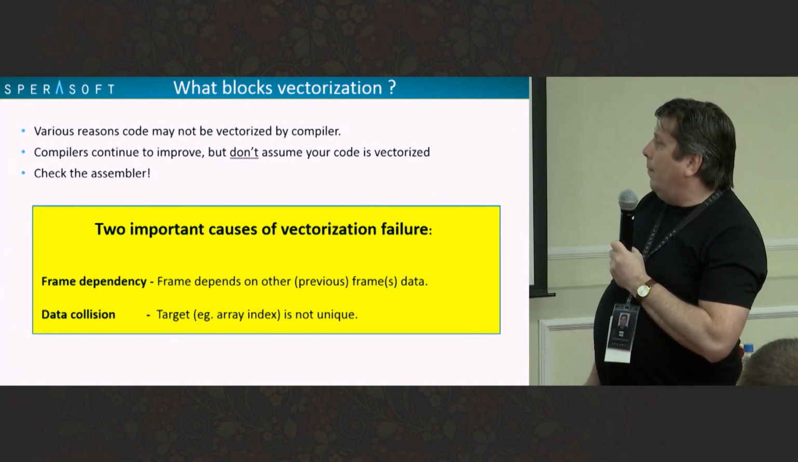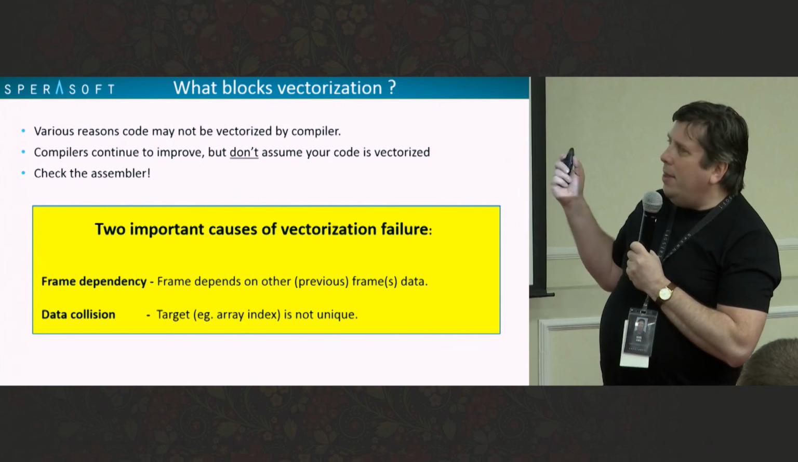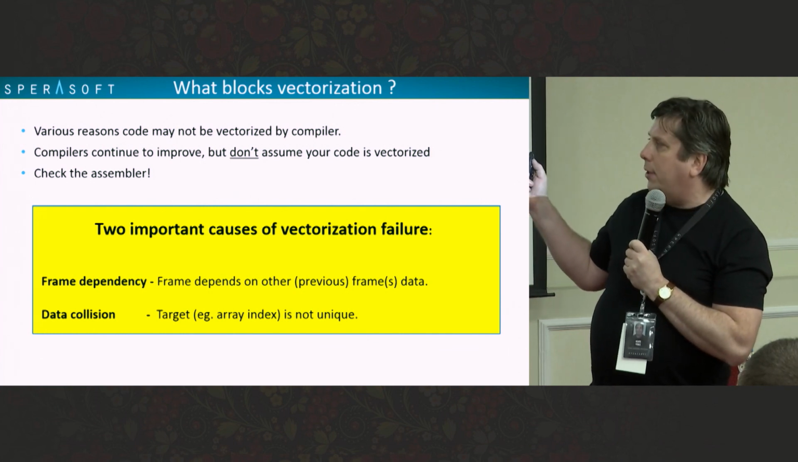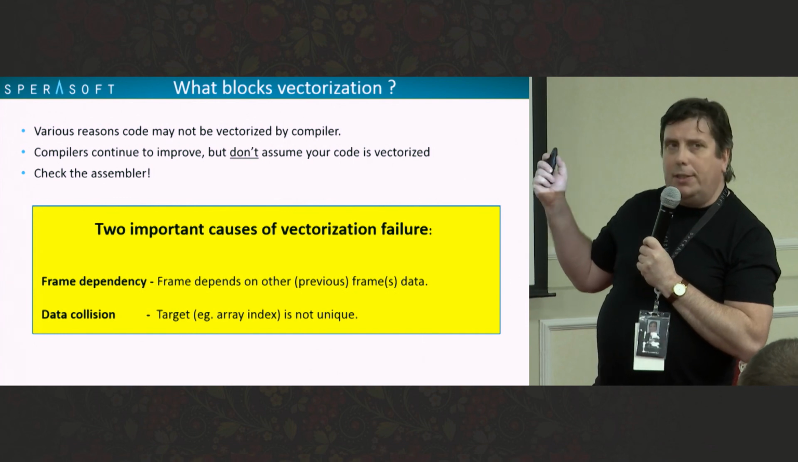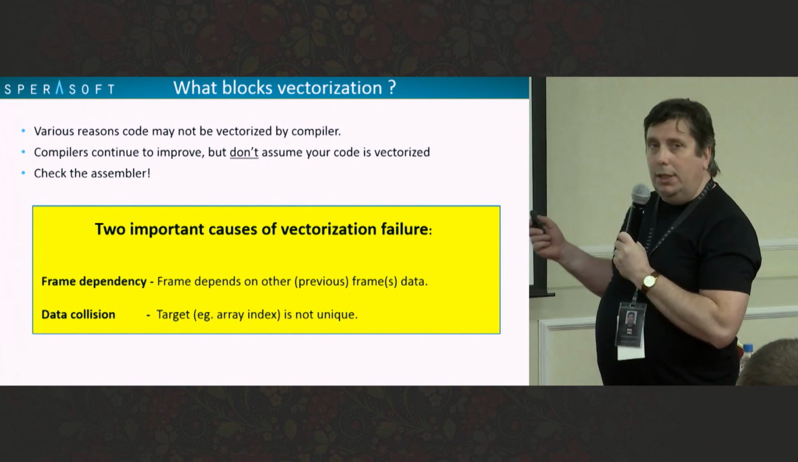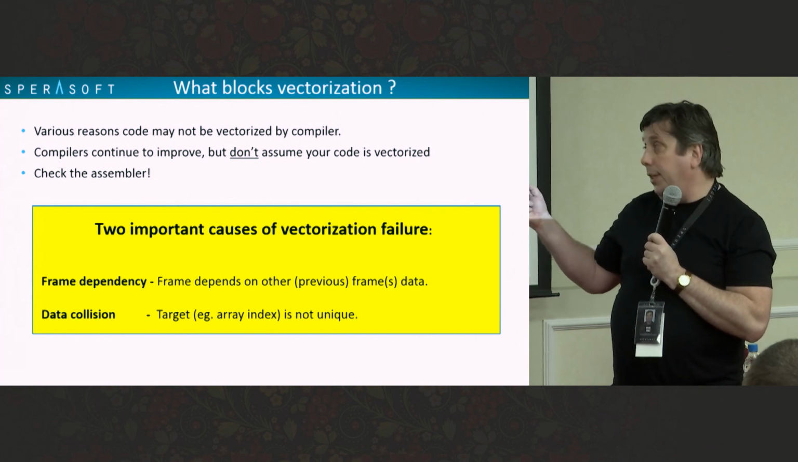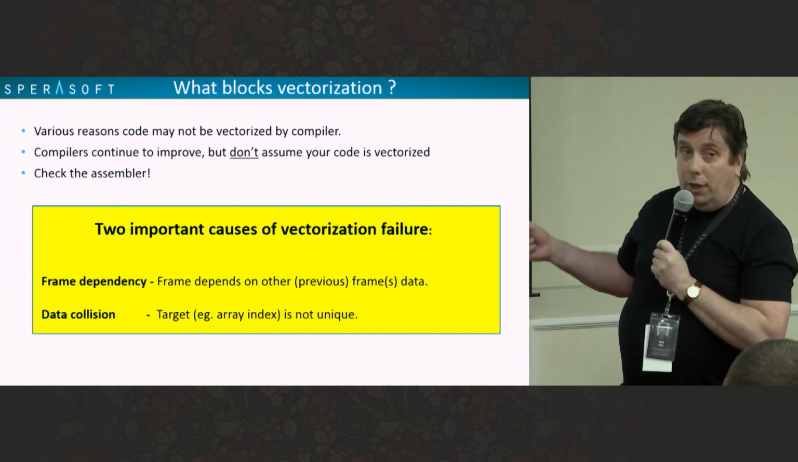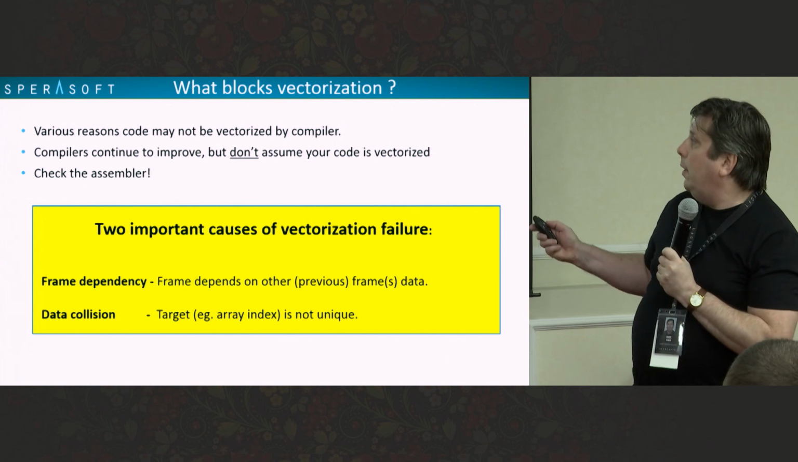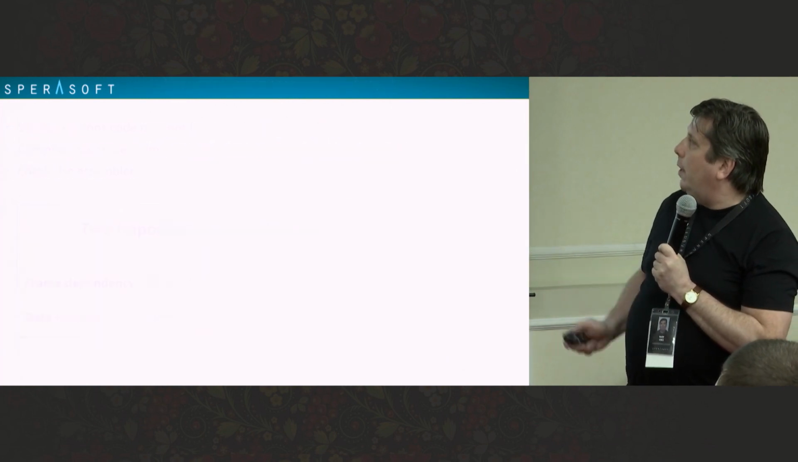So the two main areas which I'm going to look at are basically frame dependency and data collision, but I'm only going to skip over data collision because there isn't enough time to go into this in any depth. And I'm going to concentrate purely on frame dependency.